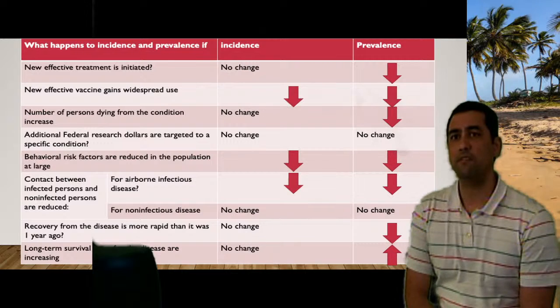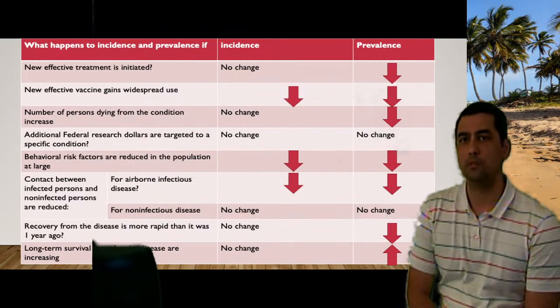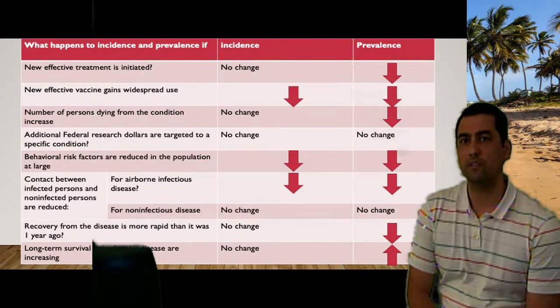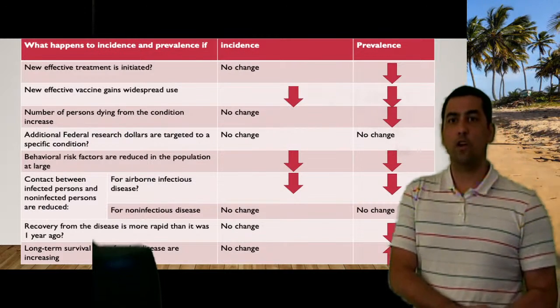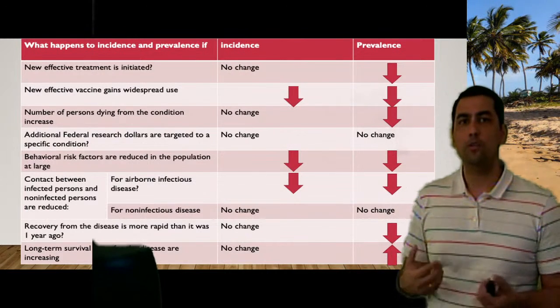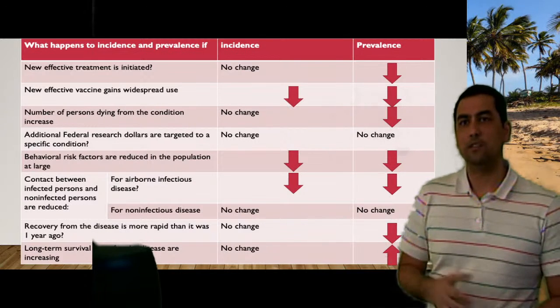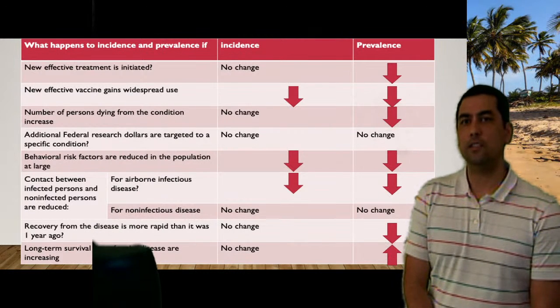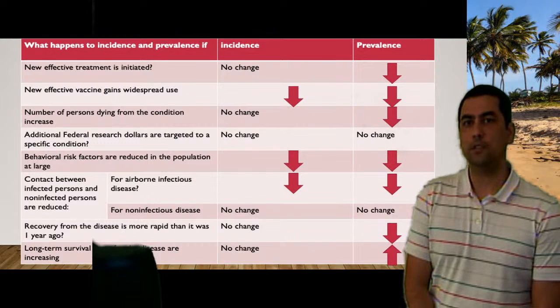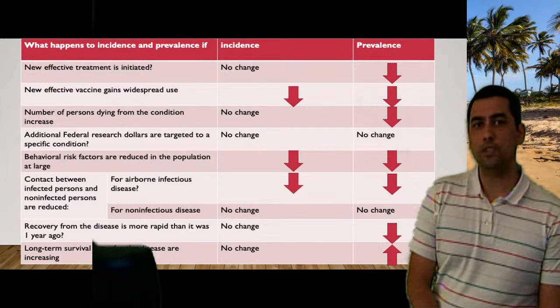Contact between infected persons and non-infected persons is reduced. For airborne infectious disease, you will decrease incidence and prevalence. For non-infectious disease, you will not change the incidence or the prevalence. Okay? Recovery from the disease is more rapid than it was 1 year ago. So the incidence has no change, but you will decrease prevalence.